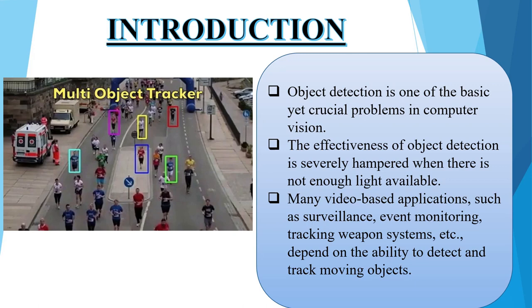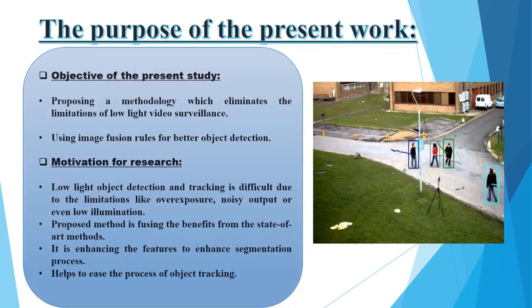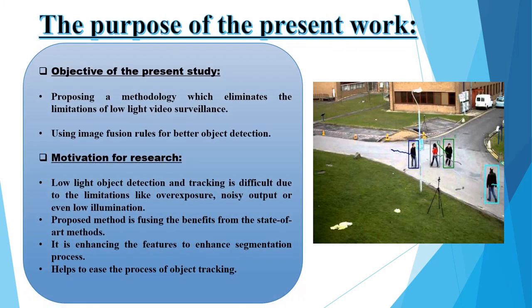Moving object detection and tracking is a crucial task in many video-based applications like surveillance, event monitoring, weapon system tracking, etc. Here we are proposing a method that employs image fusion rules for improved object detection to overcome the drawbacks of low-light video monitoring. Low-light object detection and tracking is challenging since current approaches have drawbacks like overexposure, noisy output, or even insufficient illumination for effective object detection. The benefits of the state-of-the-art techniques are combined with new features to improve segmentation, which makes object detection easier.